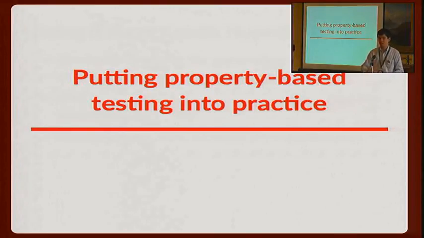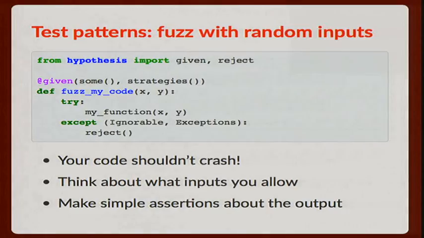Going back to the specification, how do we know if this function is working correctly? I obviously don't know what code you're all writing. It's probably all very different, so I can't tell you what your code should be doing correctly. But I can suggest a few common test patterns that are quite helpful. The first one is fuzzing with random inputs. I'm going to claim that it is true of everybody's code in this room and everybody at this conference that your code shouldn't crash.